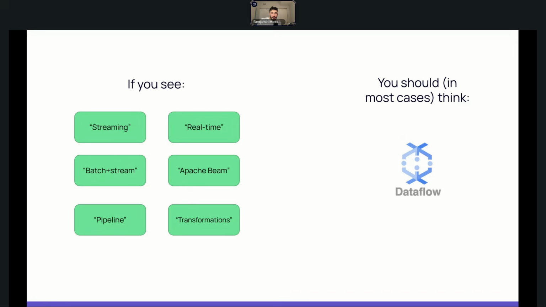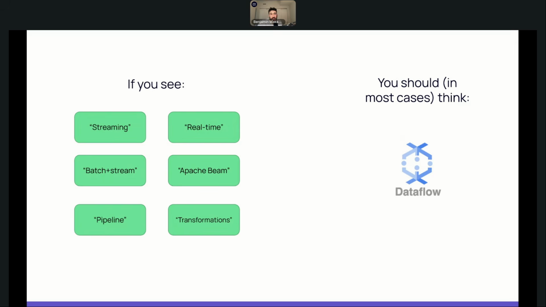Keeping it moving, we're going to look at Dataflow. Again, it's a serverless service. GCP loves to promote Dataflow, especially as a great solution in the era of big data. So if you see streaming, if you see real time, if you see batch and streaming, especially, if you see Apache Beam or migrating Apache Beam, if you see a pipeline mentioned or transformations mentioned, think Dataflow. Again, these terms individually could be used with another service, right?